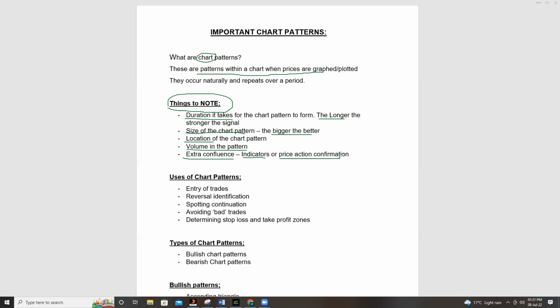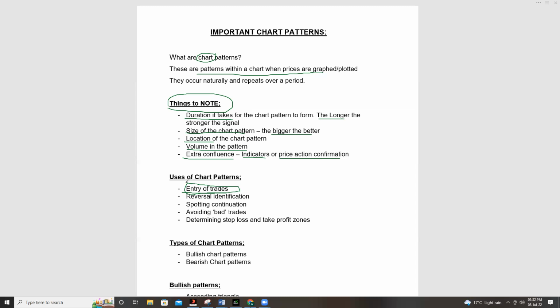What are the uses of chart patterns? One, you may use it for entry of trades. You have the pattern, it has given you a breakout and retest, you use that for entry. So the most important for any trader is, of course, entry.